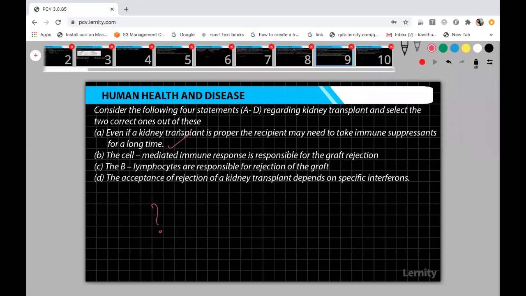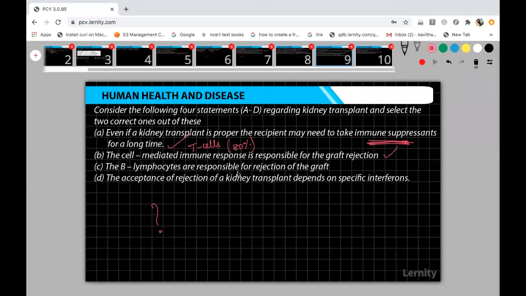So to prevent graft rejection, immunosuppressants will be given to the recipient even after the post-surgery period. The cell-mediated immune response is responsible for graft rejection. Cell-mediated immune response is given by T cells. T cells are the maximum, 80%. They are responsible for the graft rejection.